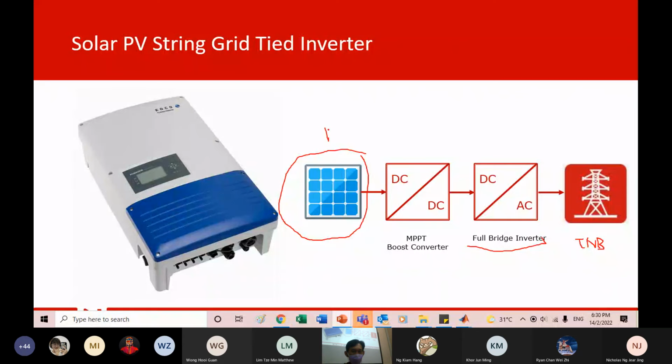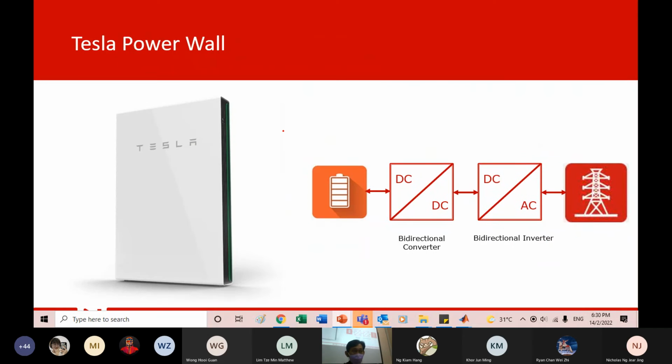And then, of course, if you are battery, here is PV. PV is unidirectional, means the power will deliver from here to here, one direction. But for Tesla Powerwall, it's bidirectional. Bidirectional means that the power can go out, and at the same time can go in to charge the battery. So it's bidirectional.